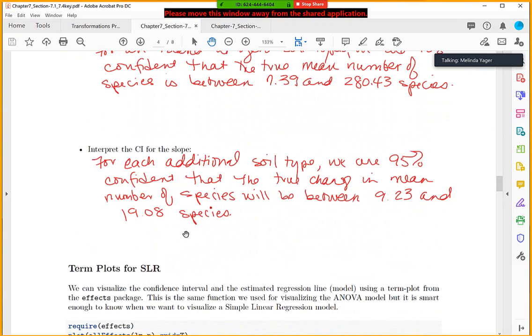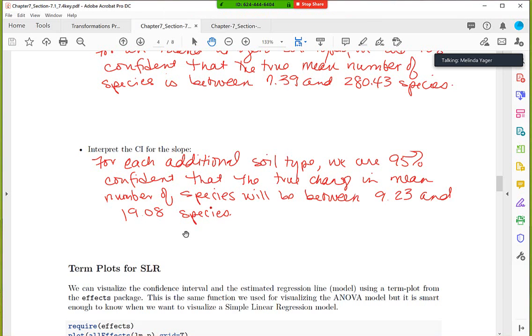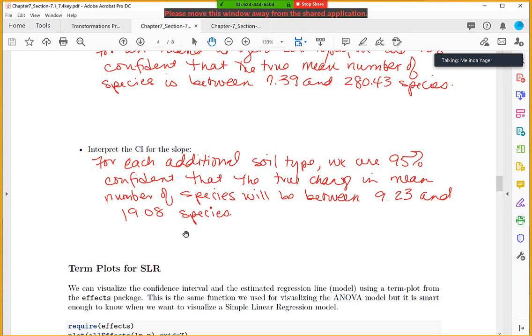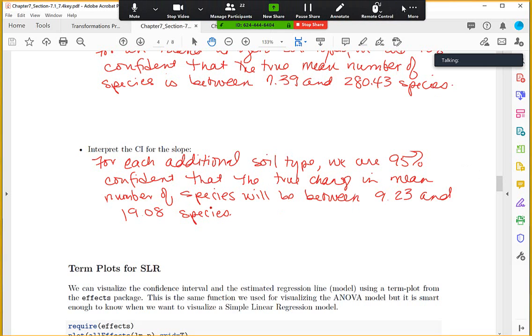Thinking about interpreting confidence intervals for slope, we're talking about the change in x and how it's affecting y. So for each additional soil type, we're 95% confident the true change in mean number of species is between those two values, because we're talking about as x increases by 1, what's happening to the change in the response variable. Any questions?